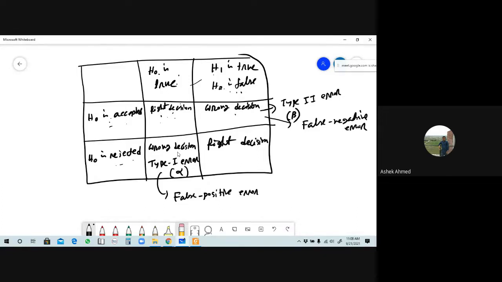Okay, but this is the right decision. So this will be the opposite, the complement of false negative error. In the right decision, the complement of false negative will be what? The complement of false is true, is right, and the complement of negative is positive. Similarly, the complement of false positive will be this data point.